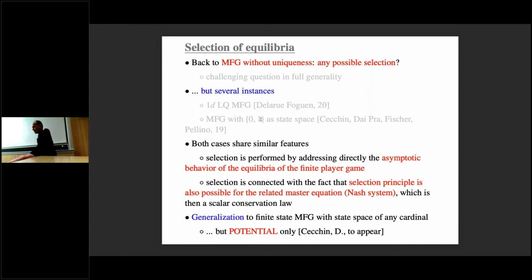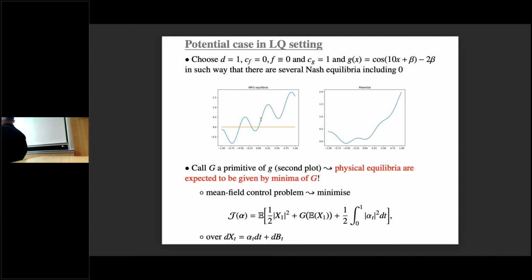And in fact, the claim is that in those examples, what you should do is that when you let the viscosity tend to zero, you should select the minimizer of the mean field control problem that is associated to your mean field game. So let me just show you one picture, and then I'm going to come back in the very last part of my talk with my numerical experiments to this picture.